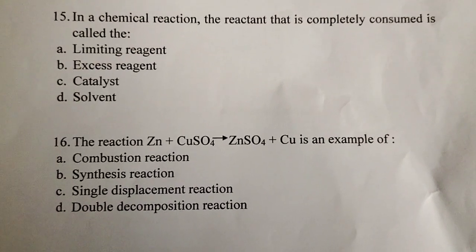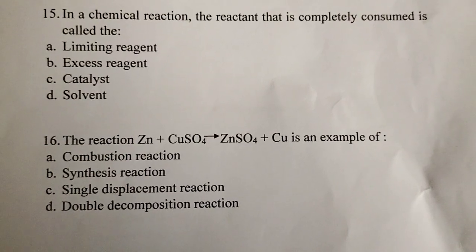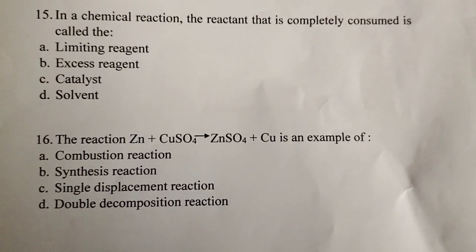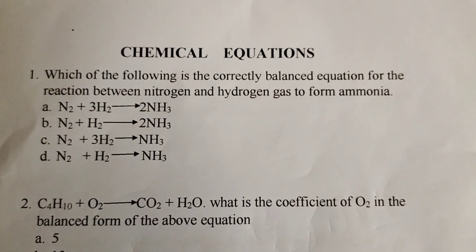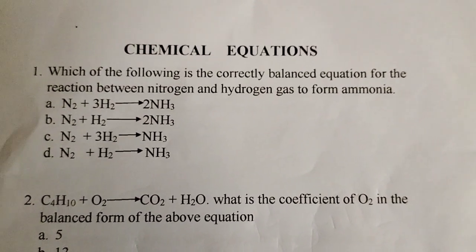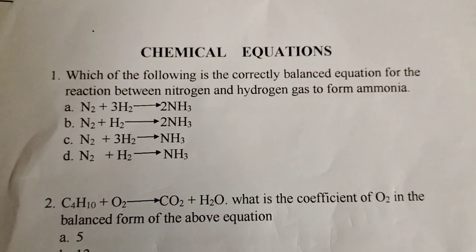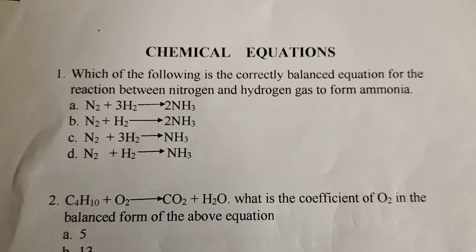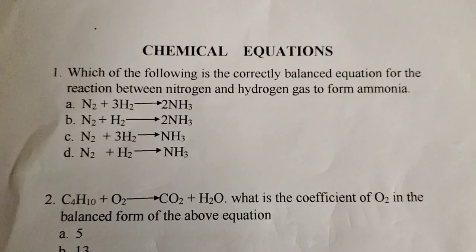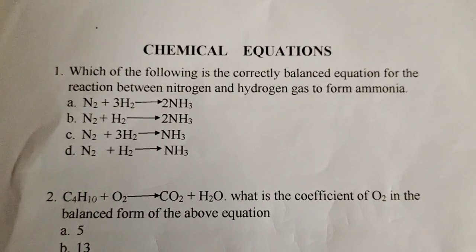So now we're going to go over some questions involving chemical equations, the first topic that we did. Number 1 says, which of the following is the correctly balanced equation for the reaction between nitrogen and hydrogen gas to form ammonia? We have the different options. The reactants are nitrogen and hydrogen, and the product is ammonia. So let us balance it and then check the options.